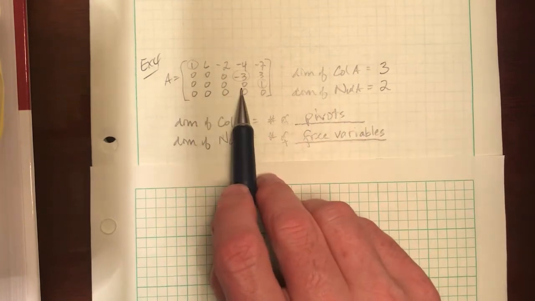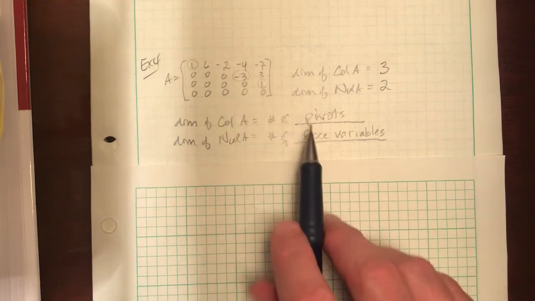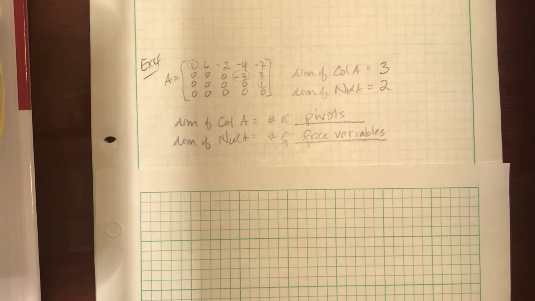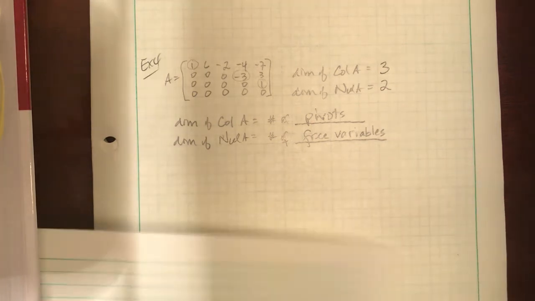And that's a pretty nice generalization we have. Once you put it in echelon or even row reduced form, once you can identify pivots and free variables, you've got your dimensions. All right, last couple of things.